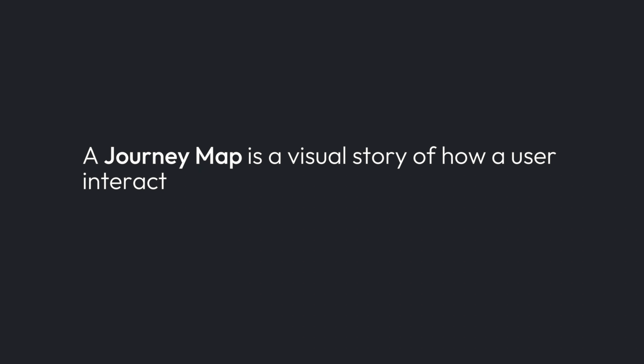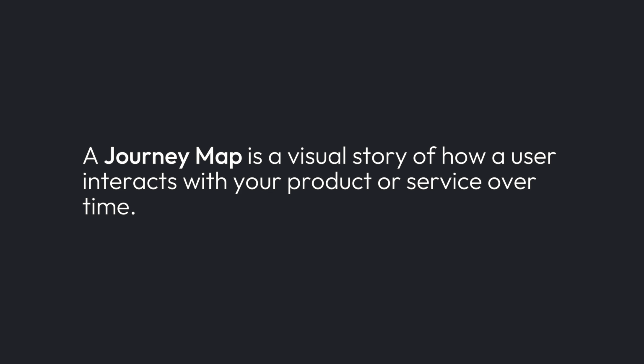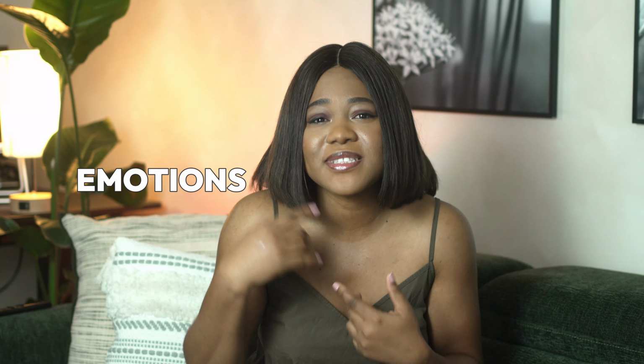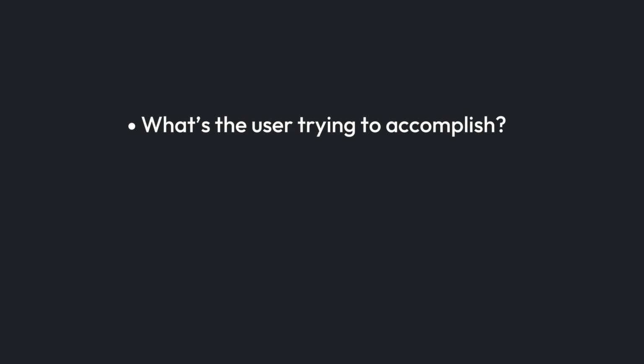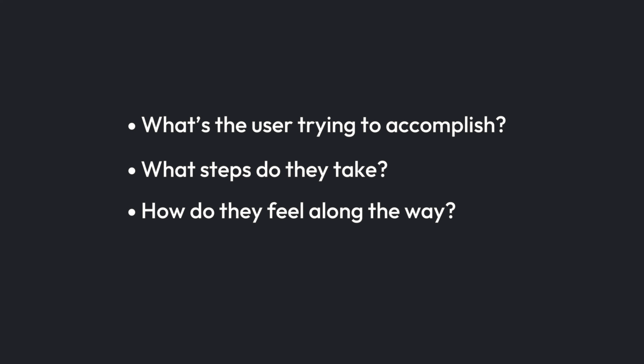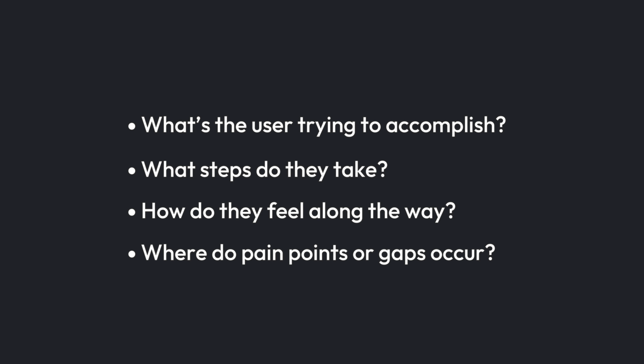What is a journey map? At its core, a journey map is a visual story of how a user interacts with your product or service over time. Think of it as a storyboard that connects emotions, actions, and touch points. It helps teams see the user's experience not as a series of screens, but as a human journey filled with hopes, frustrations, and decisions. It usually answers, what's the user trying to accomplish? What steps do they need to take? How do they feel along the way? Where do the pain points or gaps occur? This might sound cheesy, but think about it as empathy visualized.